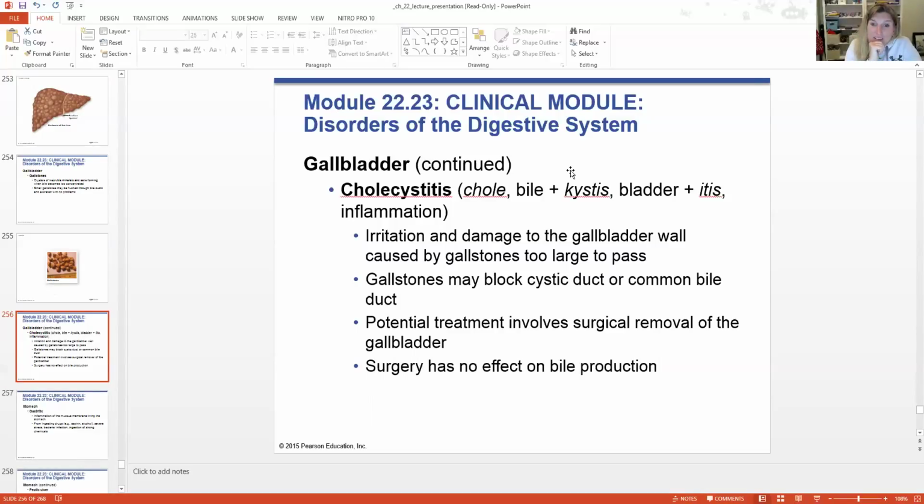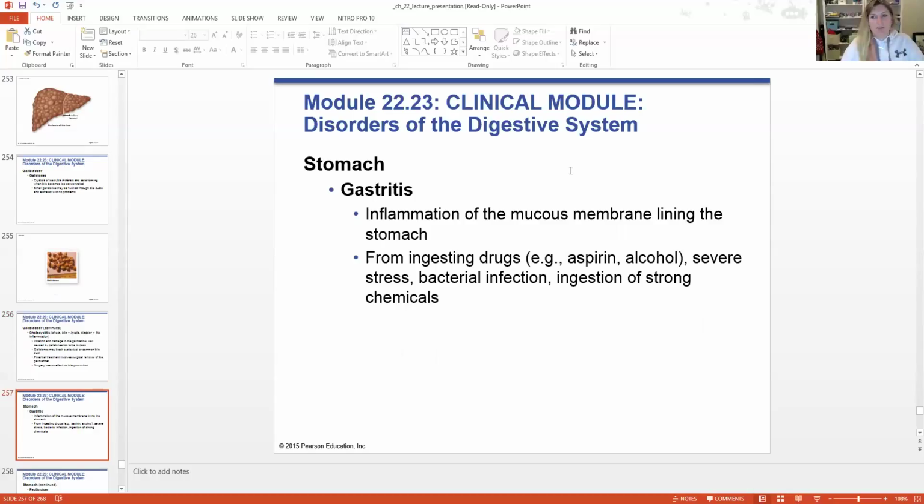There's also cholecystitis. This is the irritation and damage to the gallbladder caused by gallstones. So the gallstones can actually cause a blockage in that cystic duct or in the common bile duct. And typically the removal of the gallbladder is what has to happen. The surgery has no effect on bile production because remember, it's the liver that creates the bile and secretes it into the duodenum. So people can live a totally normal life without a gallbladder, you just won't have much of a backup plan in case you have a large amount of fat all at one time. So you might have a little bit of gastrointestinal discomfort from that.